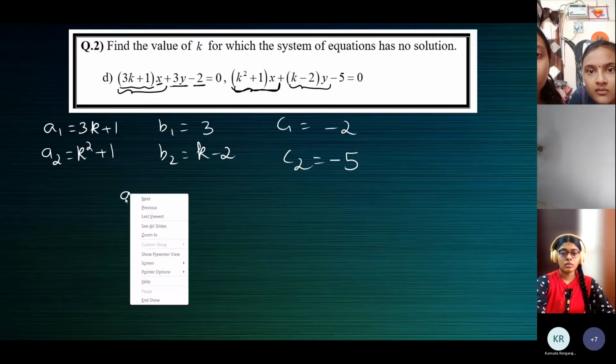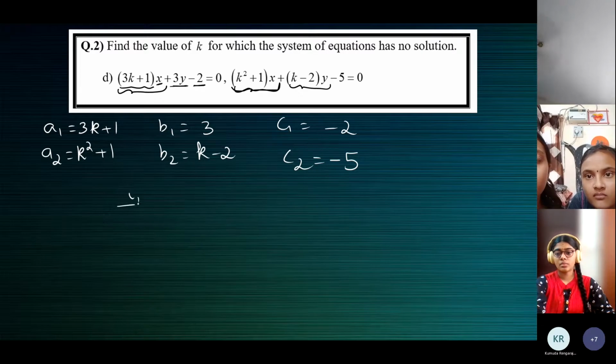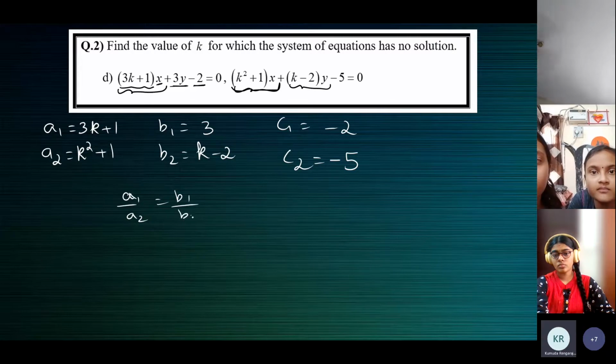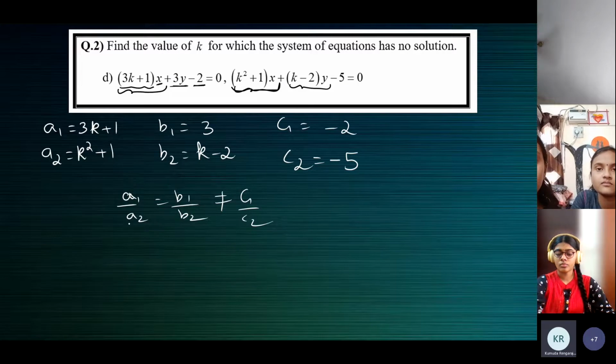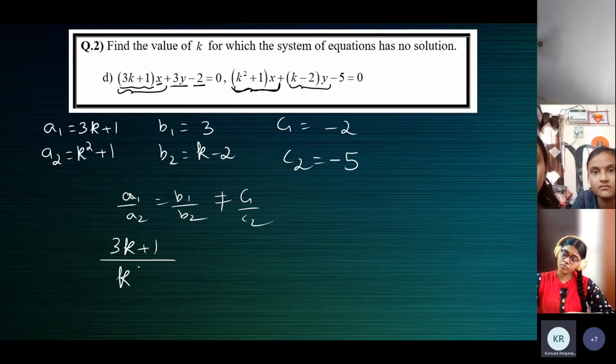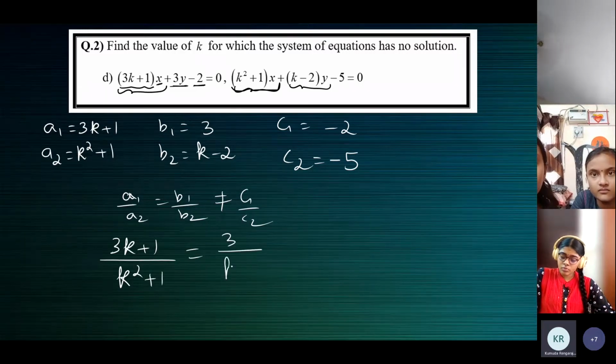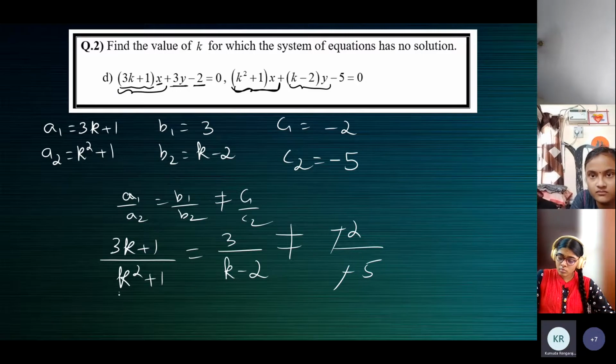A1 by A2 is equal to B1 by B2, not equal to C1 by C2. Now we'll have to substitute all this here. What's A1? 3k plus 1. A2, k squared plus 1, is equal to B1, 3. B2 is this one. Not equal to C1 by C2. Now equate these two and find the value of k and check if this is true.